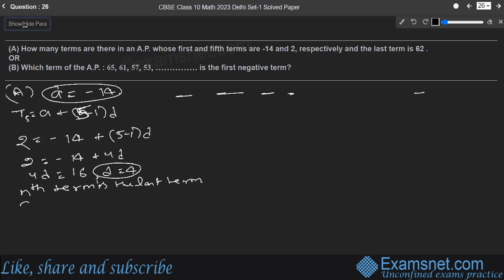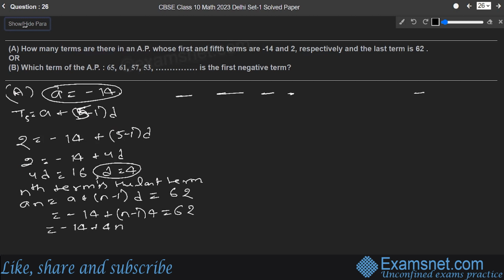So how is it found out? An is found out as A plus n minus 1 D, and that is already given to be 62. So let us put all the values once again. A value was minus 14 plus n minus 1 times D, where n is unknown, that is the last term. D value we have just calculated to be 4, and that is equal to 62. If you solve this further, this becomes minus 14 plus 4n minus 4 is equal to 62. So this gives us 4n is equal to 80. So n value comes out to be 20.